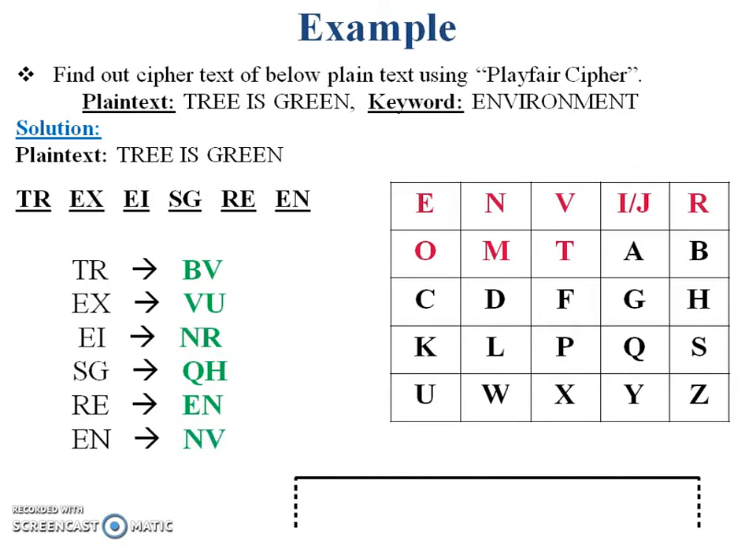Now check one example. Find out the cipher text of the below plain text using the Playfair cipher. Plain text is tree is green. Keyword is environment. Let us see the solution. The plain text is divided into pairs. Create a matrix. Then one by one, the cipher text is generated.